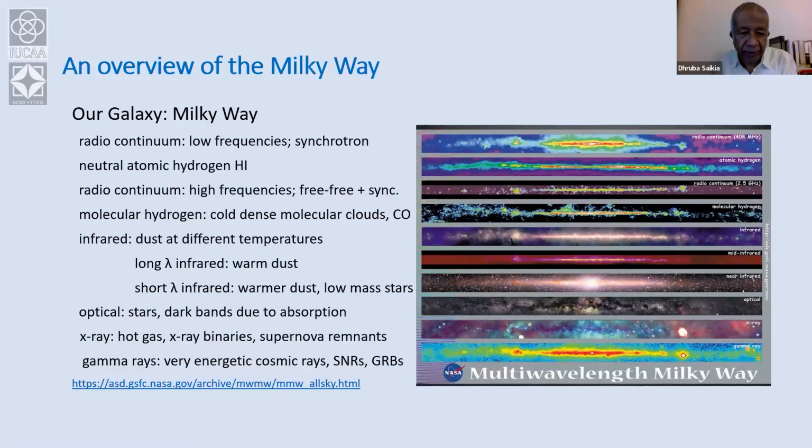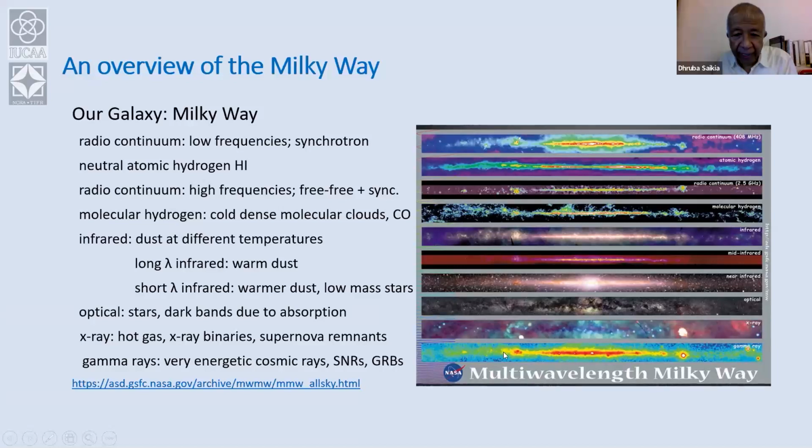And X-rays are from hot gas, and also there are X-ray binaries which accrete matter from a companion, get heated up to very high temperatures and emit X-ray emission. Then you've heard about supernova remnants, which also generate copious amounts of X-ray emission, due to hot gas heated up to very high temperatures during the explosive phase of a very high mass star. So you can see across the different wavebands what our galaxy looks like.